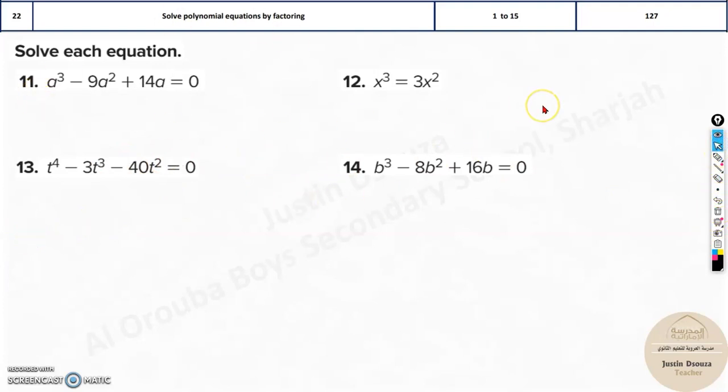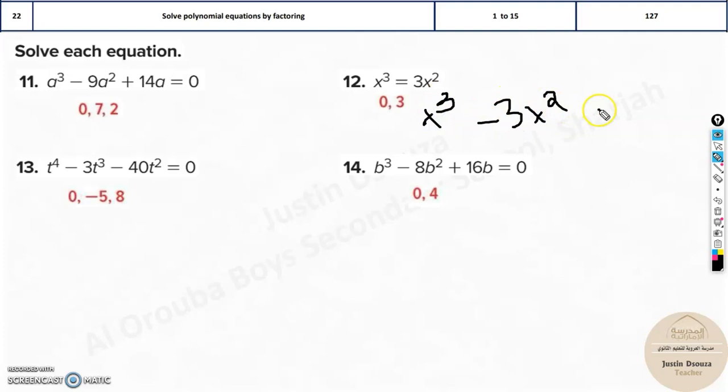Try these by yourselves. Here it's very simple, but please remember to take this inside. It'll be x cubed minus 3x squared and then simplify it. You can remove x squared common out and then solve it. All the answers are over here. Let me just tell you what happens over here. You can take this to the other side. It'll be x cubed minus 3x squared equals 0. Take x squared common out. X squared is outside. It'll be x minus 3 equals 0.